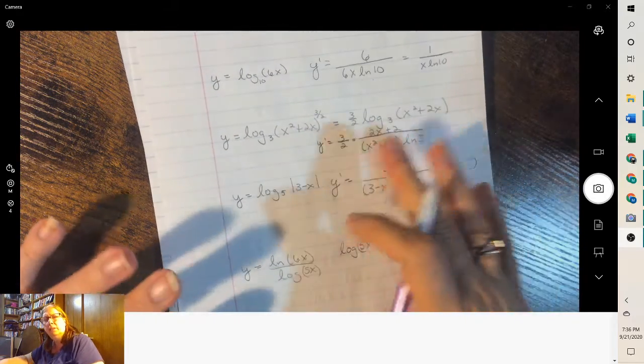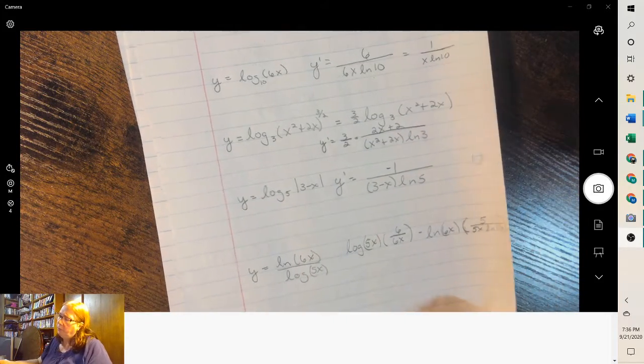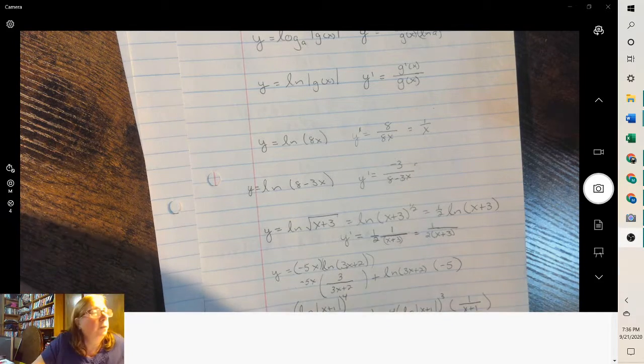So this section's definitely more difficult than the other ones, and we haven't probably used logs a lot, but that's 12.5.